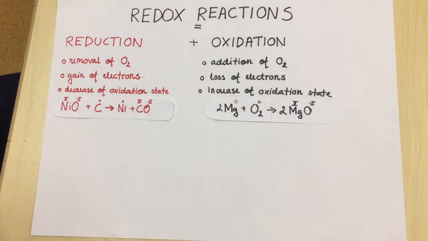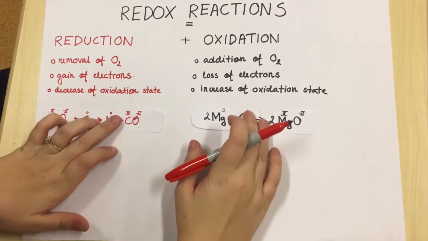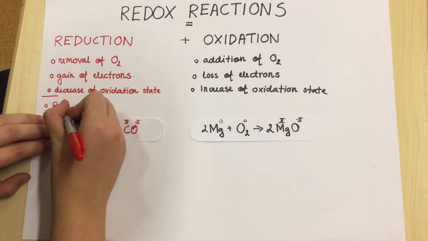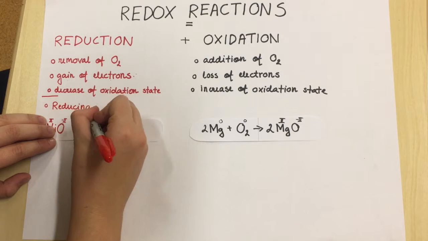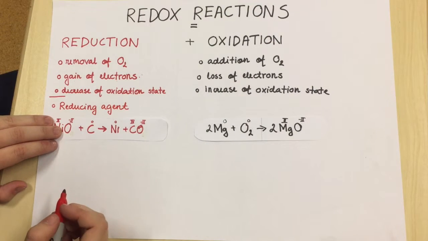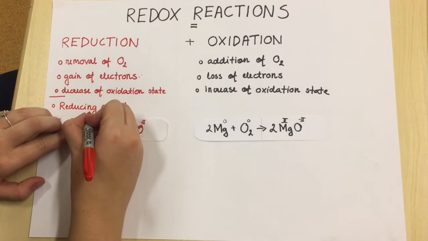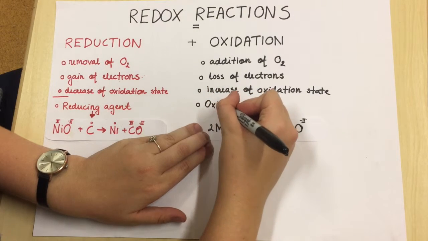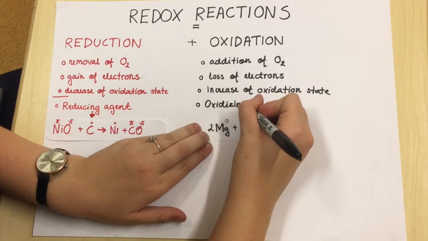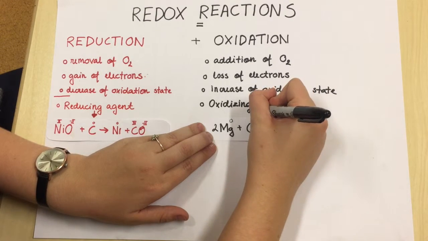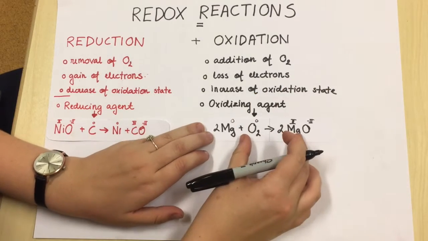+2. In every redox reaction, there is either an oxidizing agent or a reducing agent. A reducing agent causes another species to be reduced and is itself oxidized in the process. In the nickel example, carbon is the reducing agent, as it causes nickel to be reduced. An oxidizing agent is the same thing, just the other way around. In the magnesium example, oxygen is the oxidizing agent as magnesium is being oxidized.